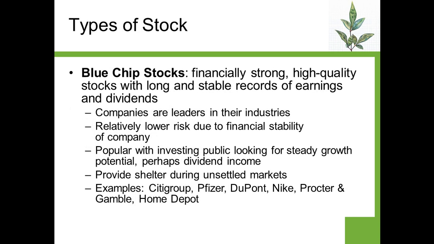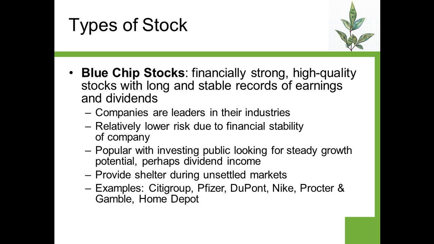Next, types of stock. There are multiple types of stocks. The first type of stock is blue chip stock. A blue chip stock is a financially strong, high quality stock with a long and stable record of earnings and dividends. Any stock that is financially strong, high quality, and with a stable record of earnings and dividends is called a blue chip stock.